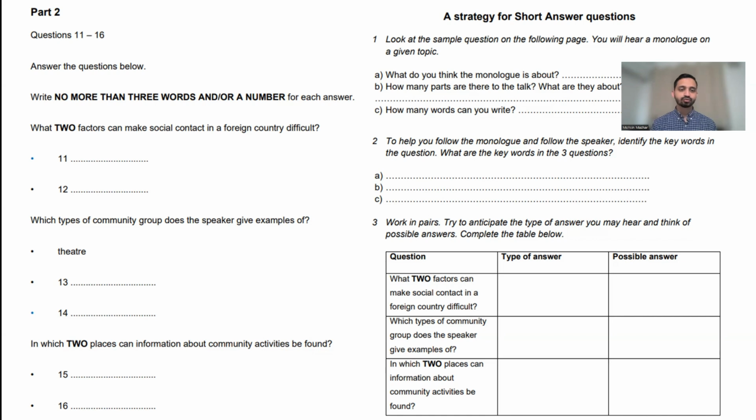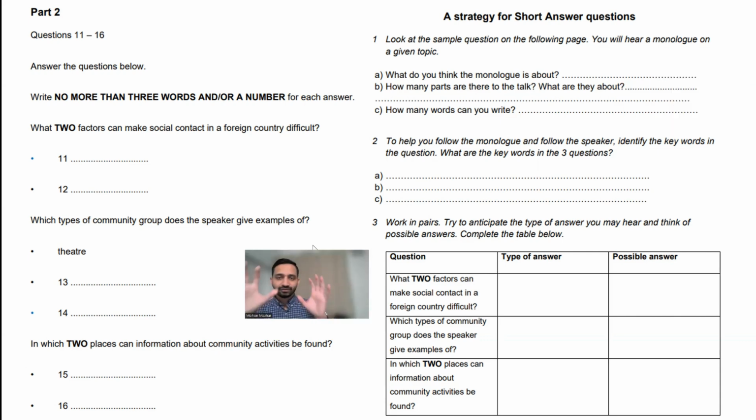In what 2 places can information about community activities be found? So in which 2 places can information about community activities be found? We're looking for 2 places. Where can you go and collect more information? There should be two of them. The order doesn't matter. You can put any of those in different orders, 15 or 16, but you should be able to get to places where you should be able to get the information.